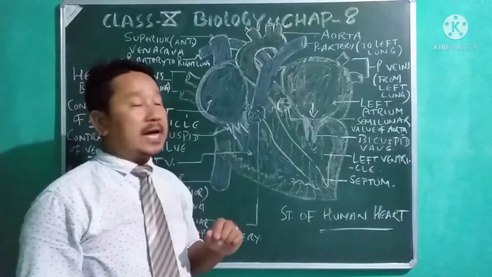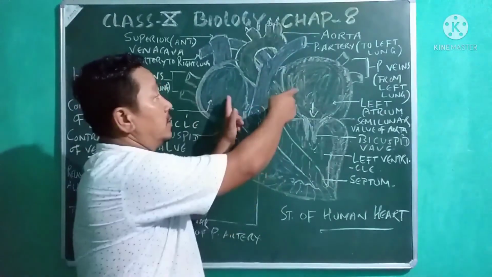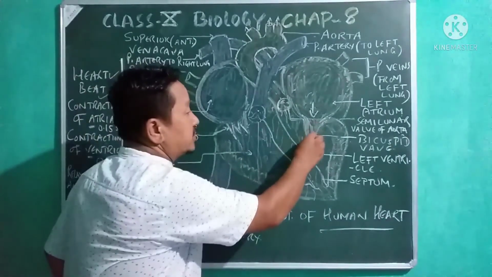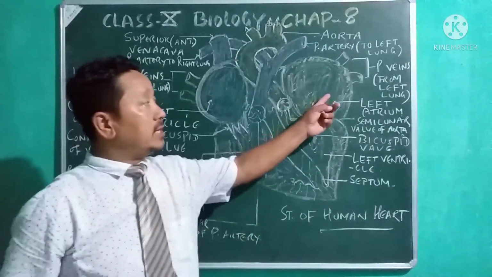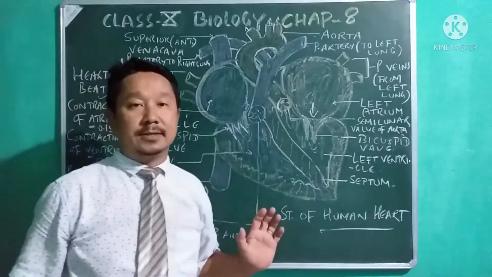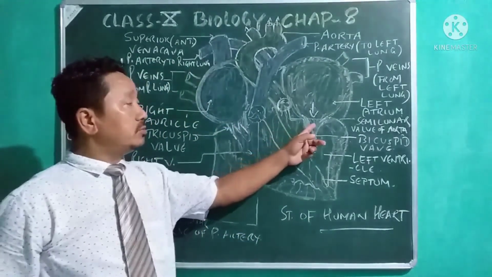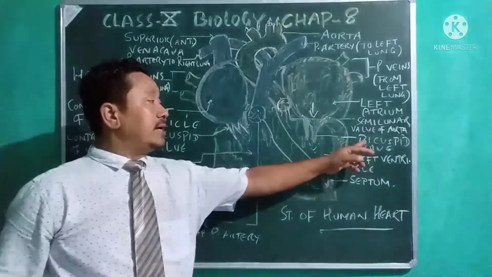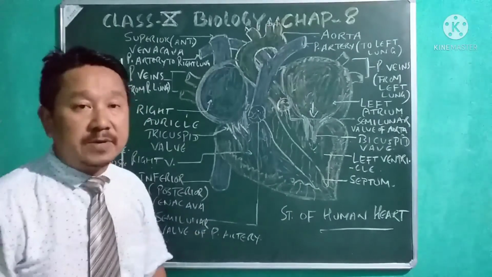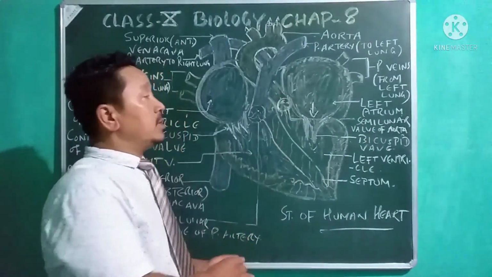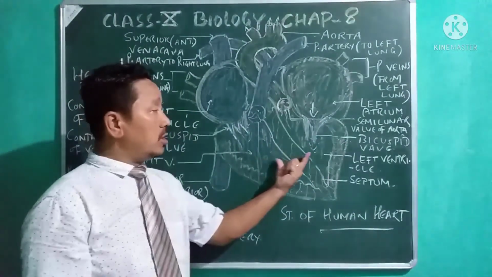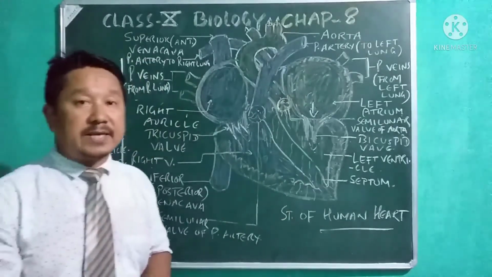Then when they contract, the systole of the auricles causes the flow of the blood into the respective ventricles. From left auricle to the left ventricle, from right auricle to the right ventricle. At that time the respective valves, the bicuspid valve and the tricuspid valve, will open, and through this the blood will go into the respective chambers of the ventricles. Then these ventricles will now contract. The systole of the ventricle will take place.